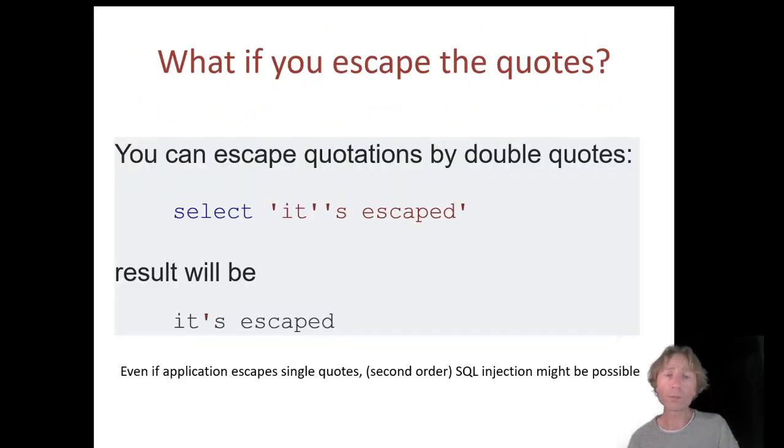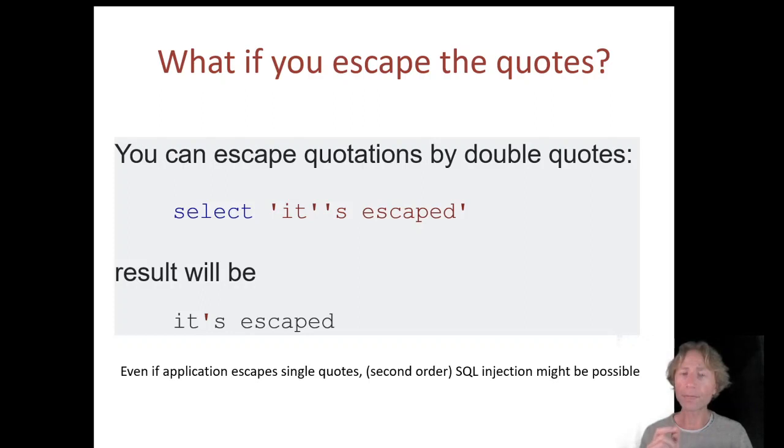Okay, so far we've assumed that there's no escaping, so none of the user inputs are properly validated or escaped. But what if they are? What if the quotes, for instance, are escaped by means of double quotes? So that whenever you do select, it's escaped with the quote here, it will actually be double quoted. The result will then be it's escaped with the appropriate single quote.